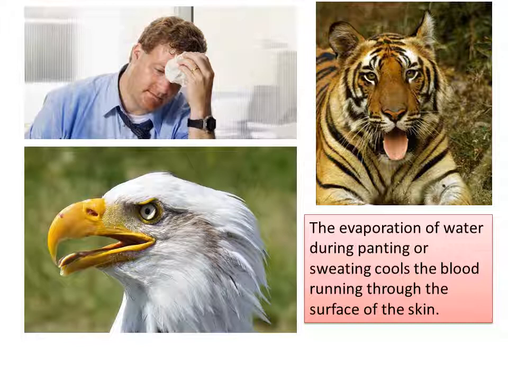The other two animals here, we've got the tiger and this bird of prey, both of them are unable to sweat because they don't have skin which allows that to happen. There are no sweat glands that are exposed because they've got feathers or fur over their surface. So what they tend to do is pant, and that allows water to evaporate off the mouth. So we've got large numbers of blood vessels there, so it takes away some of the heat from the body.